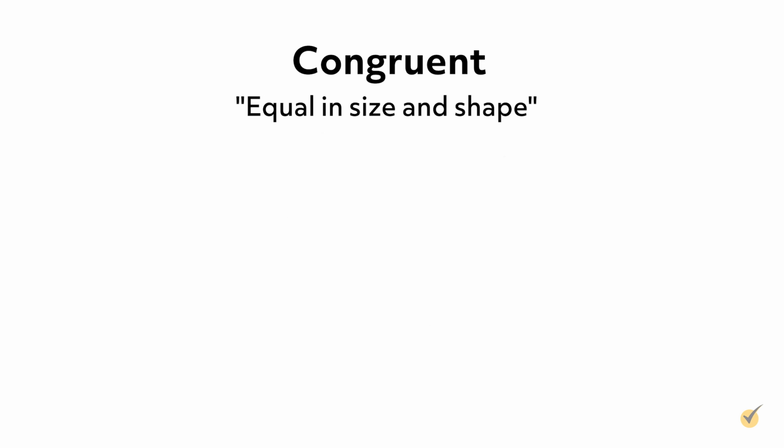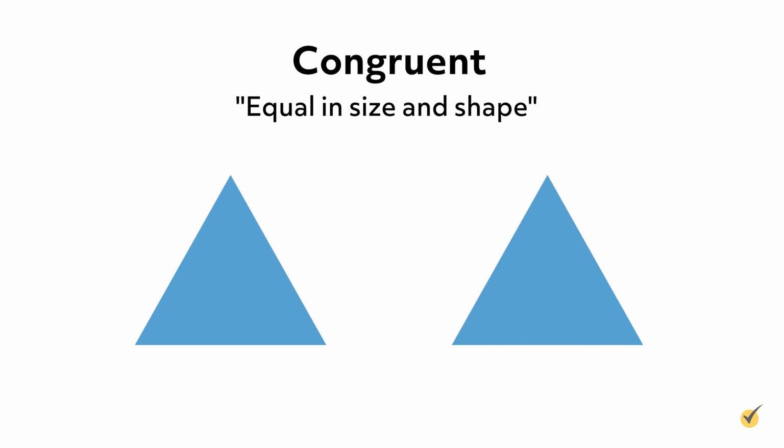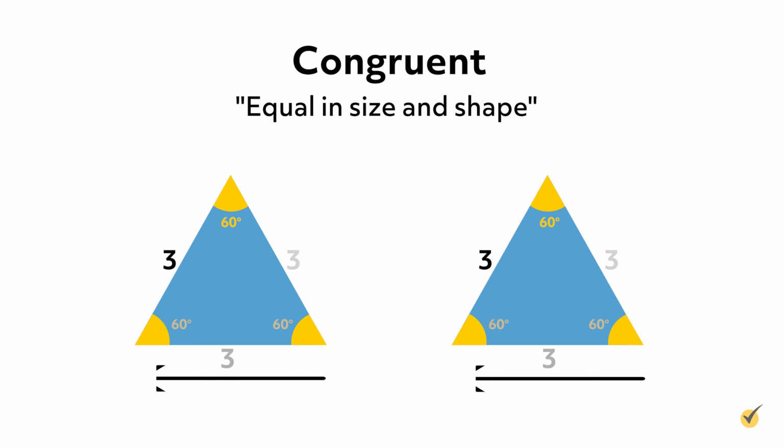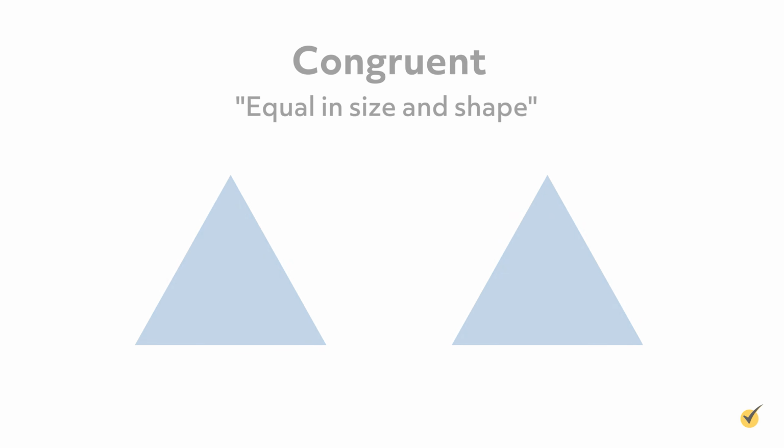Congruent means equal in size and shape. So for two triangles to be congruent, they must have the same length sides and the same angles between those sides. Basically, the triangles must be perfect clones of each other.